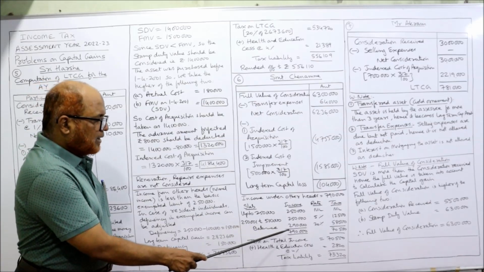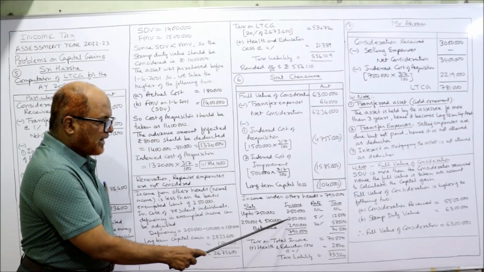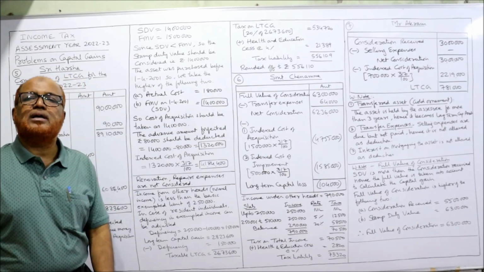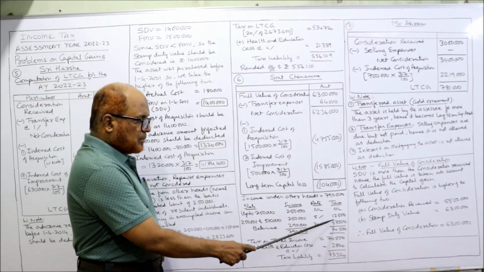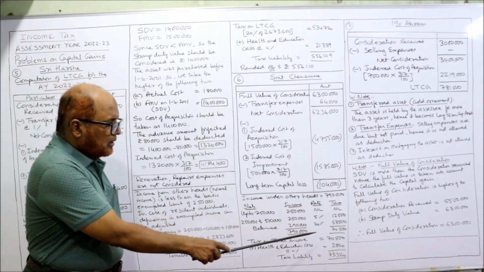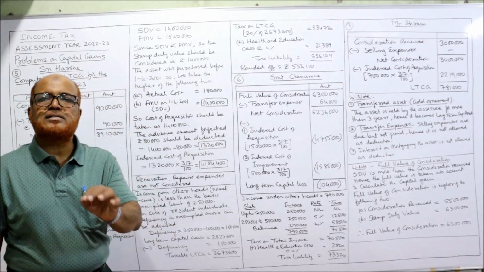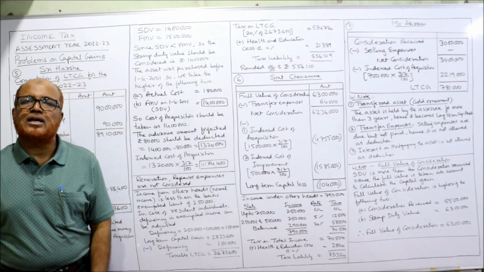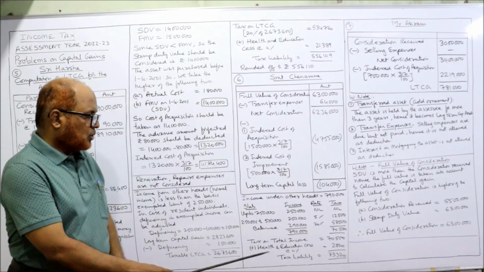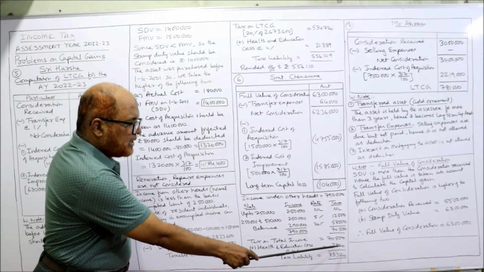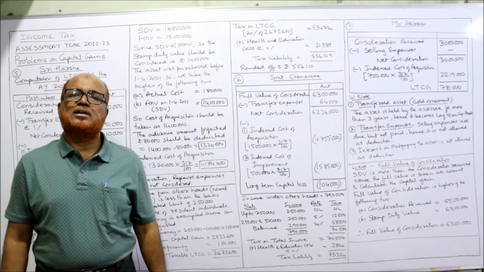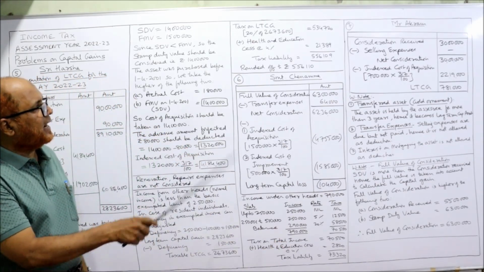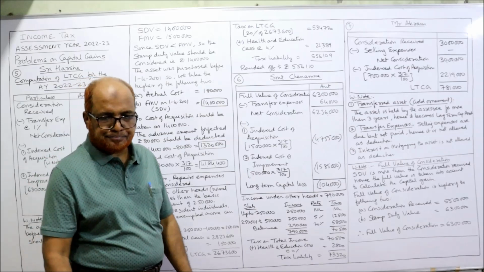The balance is 7,90,000 minus 5 lakh, so 2,90,000 is the balance. On this 2,90,000, 20% is the tax rate. So it comes to 58,000. Take the total: 70,500 is the basic income tax on the total income. To this we add health and education cess at 4%. So 4% health and education cess is 2,820, and 73,320 is the tax liability. That's it. So this is the end of problem number 6.